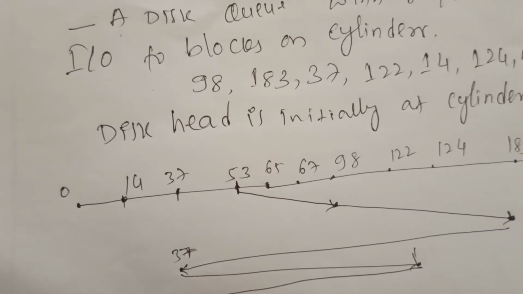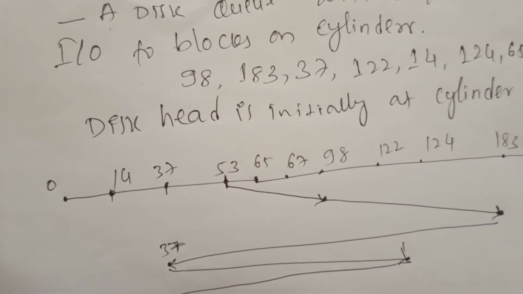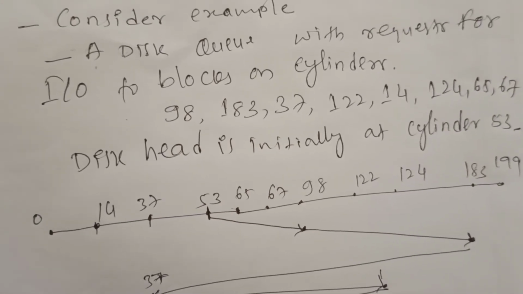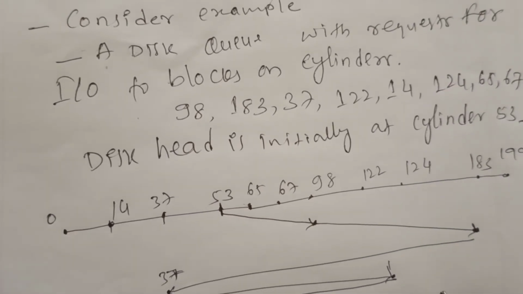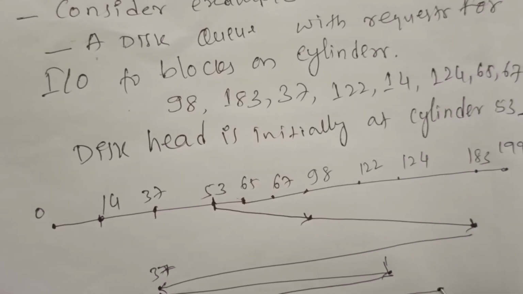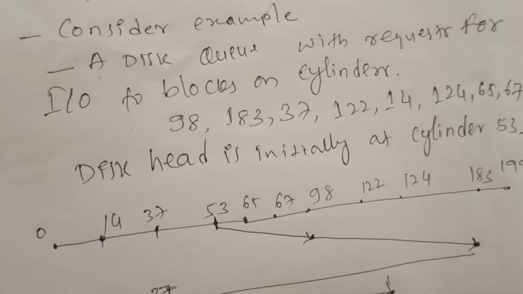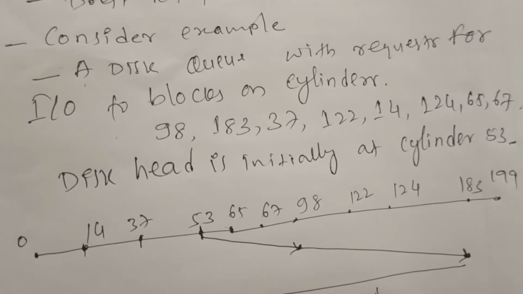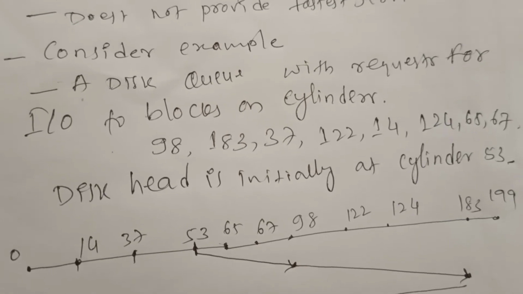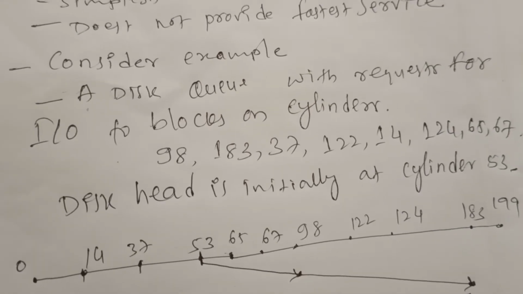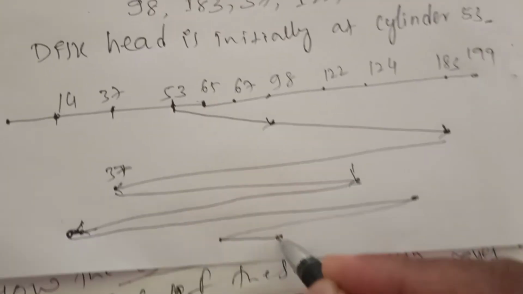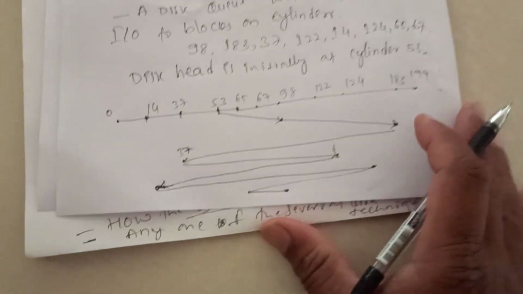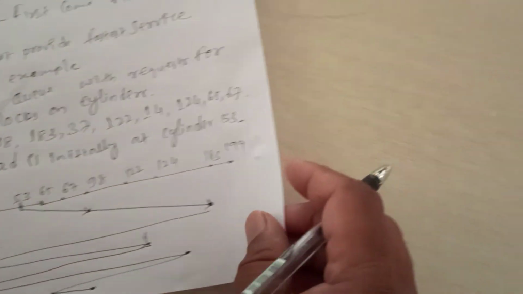After the 14, which request are you servicing here? After the 14, 124. We'll go to the 124. Then next, after 124 you are servicing the next request, that is 65, and then the last request is 67. So in this fashion we are servicing the requests one by one here.